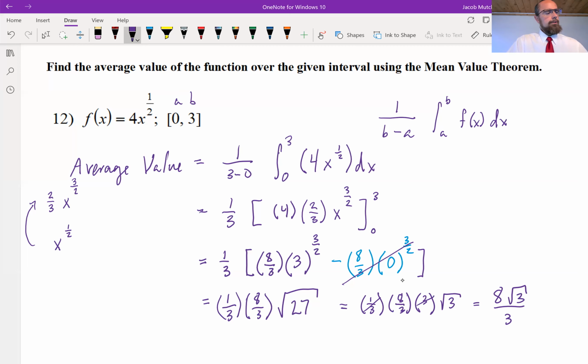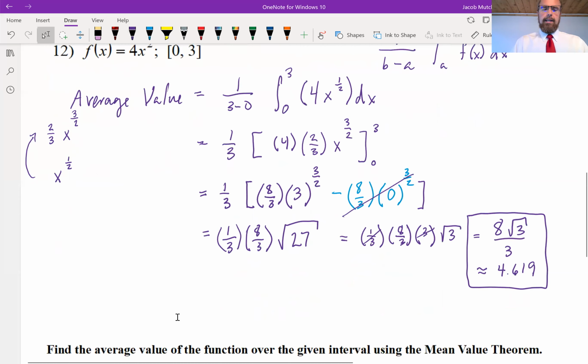And if I were to give a decimal approximation, that has about the value of 4.619. So those two examples were polynomials. Let's take one last look at a rational function.